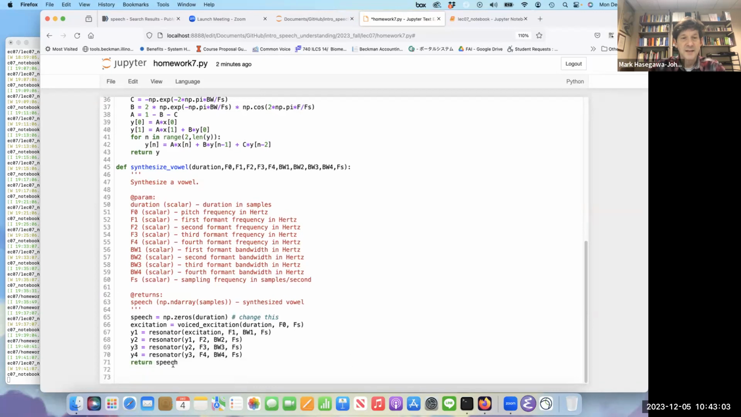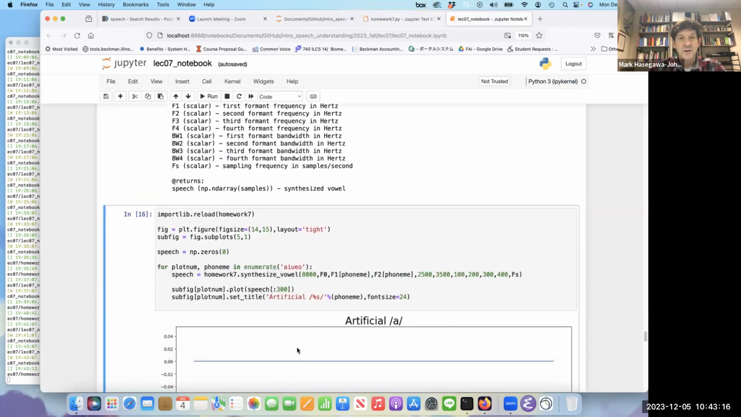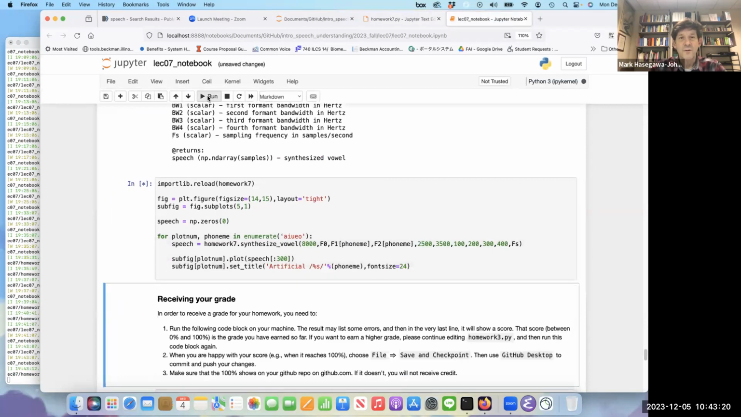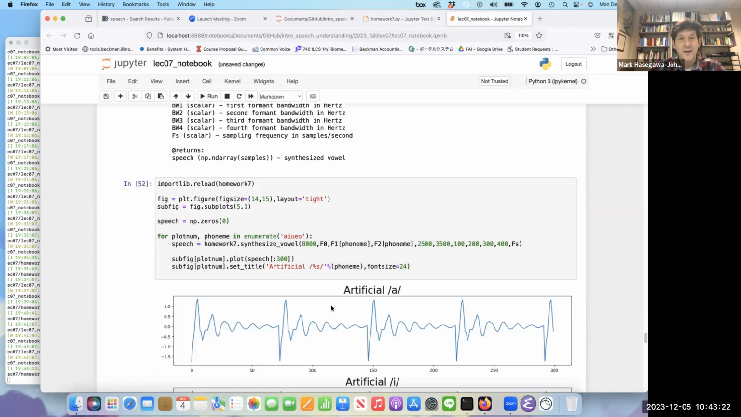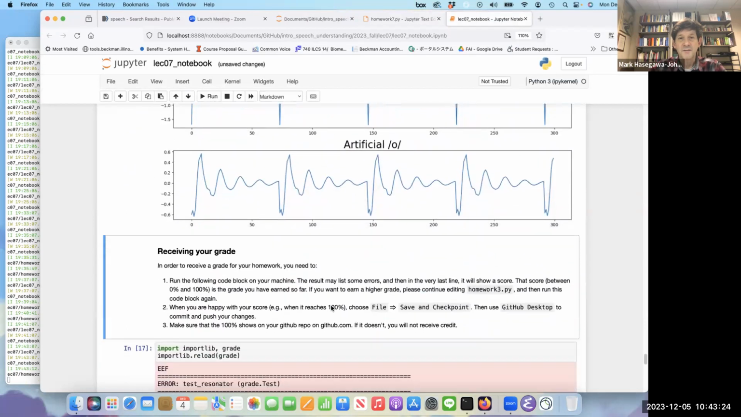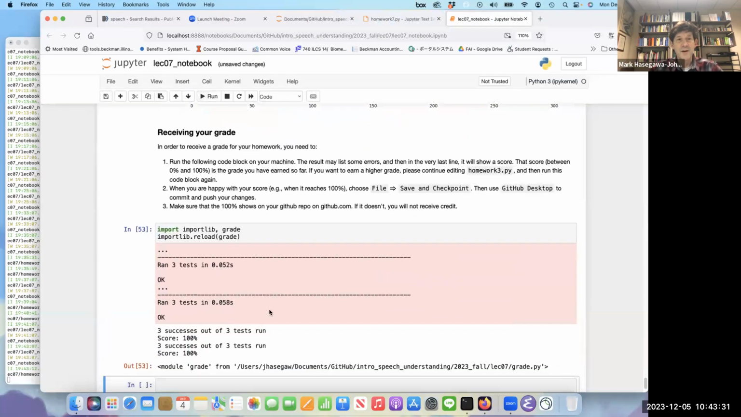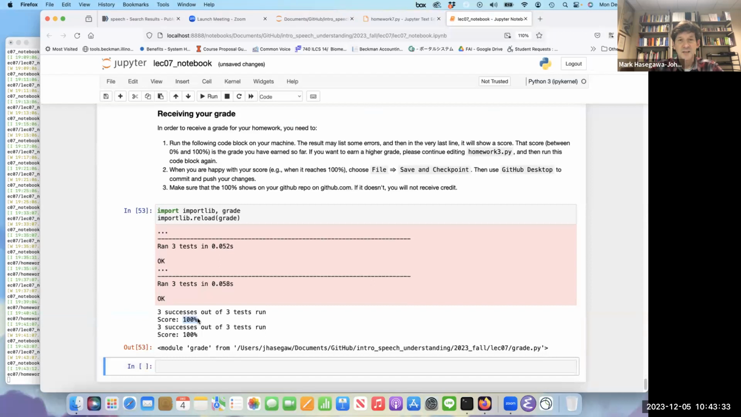And then we return speech. So let's call this speech. And then this will generate a vowel with the specified pitch frequency and all of the specified formant frequencies. And so if we go back here, we can synthesize a, i, u, e, o, all 5 of those vowels, and plot the corresponding formants. Then we can check the grade. Now, if I run this code, it should run the grade without any errors. And now I see that I have a success of 100%.